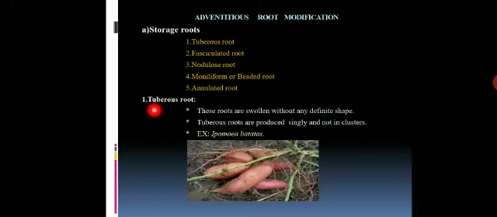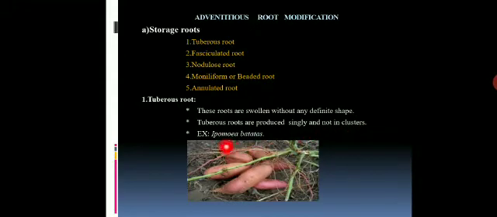What is tuberous root? The tuberous roots look like a tuber-like structure. Here, normally the roots are swollen, without any definite shape. There is no regular shape. The tuberous roots are produced singly, separately, not in a bunch or in a cluster.